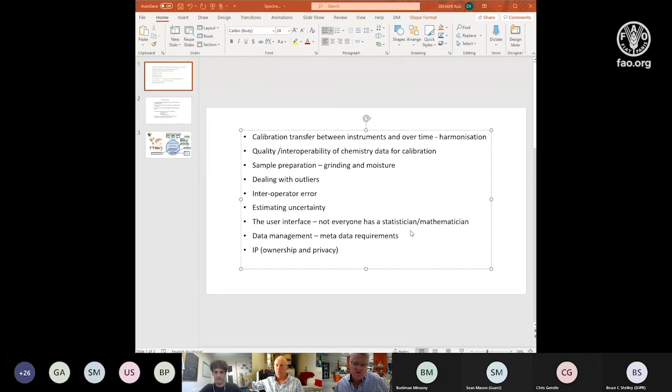The user interface, and I'm pretty keen on this because if someone was to take up the technology from scratch, there's not a lot of assistance out there. There's no off-the-shelf package that comes with the instrument to help you move forward and start using the technology. And as Peter alluded to, particularly in the last bit, there's data management and the metadata requirements. And Chris brought up the issue of IP ownership and privacy, which alludes to the dot point before it on metadata requirements.